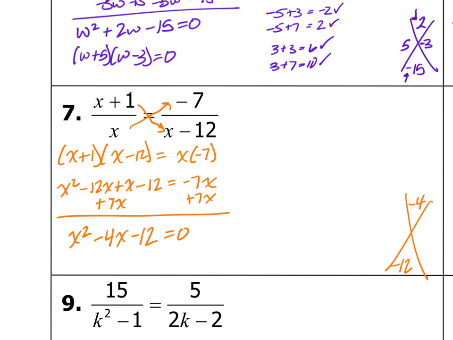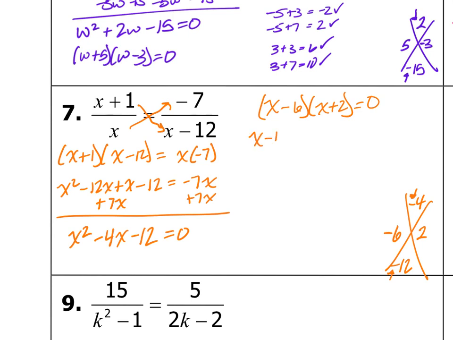Let's see. 3 and 4 do not work. Oh, 6 and 2. I think 6 and 2 are going to work. This one's negative, and this one's negative. That means the bigger number is going to be negative. So I've got x minus 6 times x plus 2 equals 0.